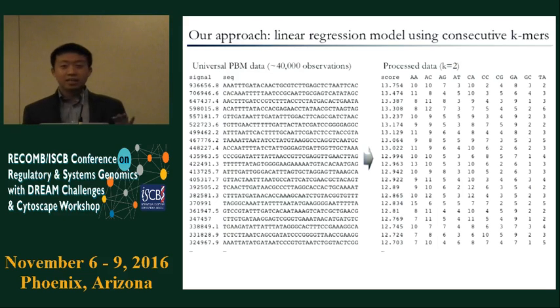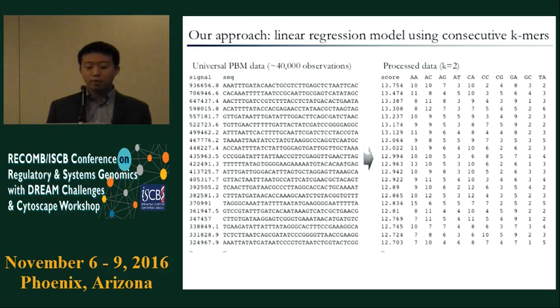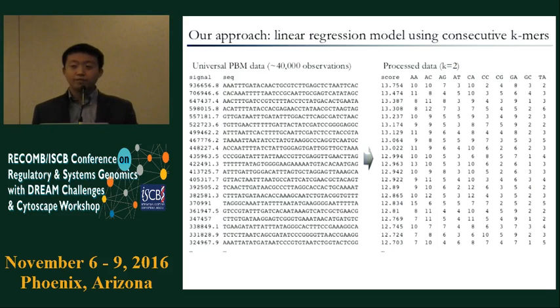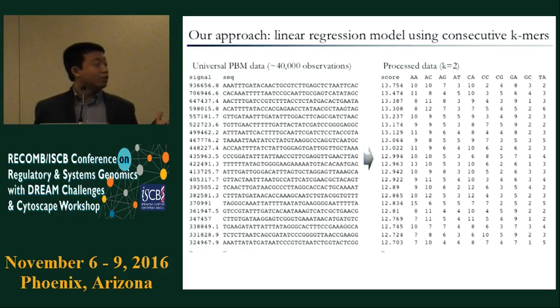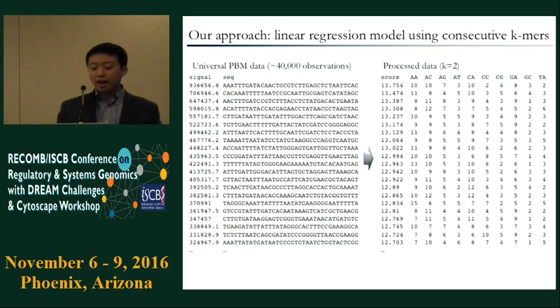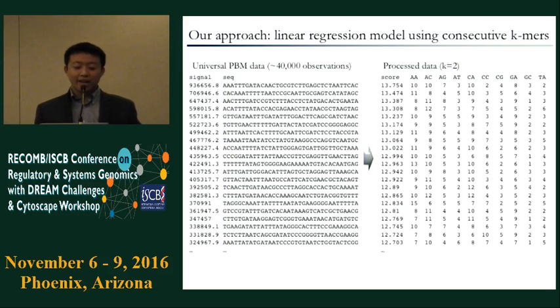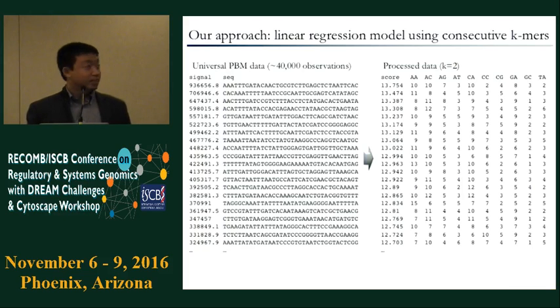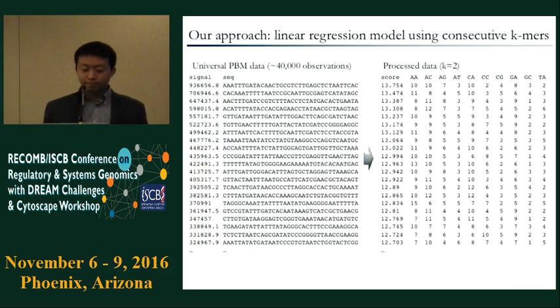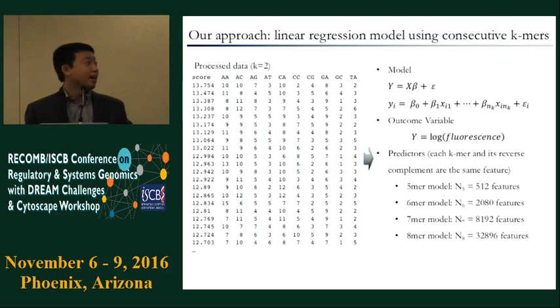On the left, you can see an example of UPBM data. We have the signals and also the genomic sequence. So this raw data, we can't directly use, so we need to process it. What we do is we count the number of consecutive k-mers and build a design matrix. For the outcome variable, we simply take a log so that the error terms turn out to be approximately normally distributed. So yeah, this is an example taking k equals 2, which means we use dimers.